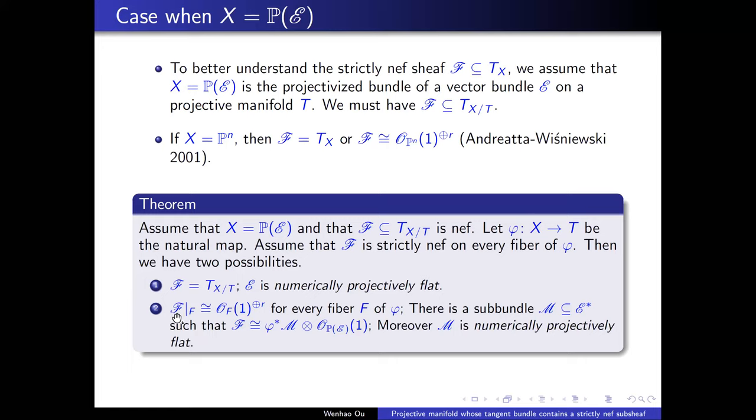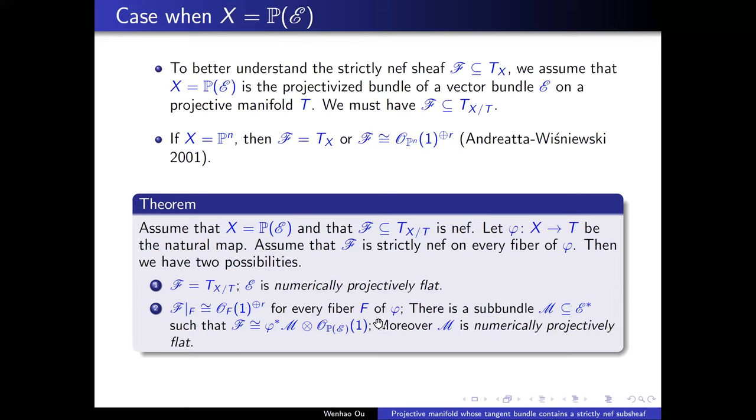Or the second case is that the restriction of F on every fiber is the direct sum of O(1). And so if you have this, you know that F is from the base. So there is a subbundle M of E star. M is a locally free subsheaf of this locally free sheaf E star, and its quotient is again locally free. So this is a subbundle M of E star, such that F is the pullback of M tensor by this O_P(E)(1). Moreover, this subbundle M is numerically projectively flat.